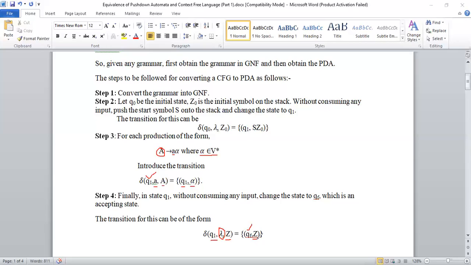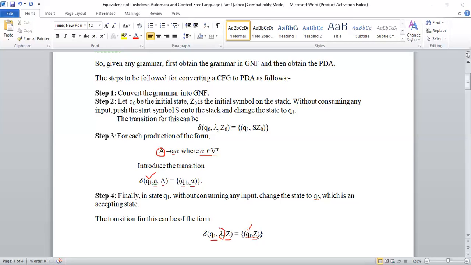After completing step 2, you are now in state Q1. So the transition function delta Q1 for any production A to alpha: delta Q1 comma alpha comma A onto the stack is equal to Q1. You are now in the same state Q1, and you have to push alpha onto the stack. So Q1 comma alpha.